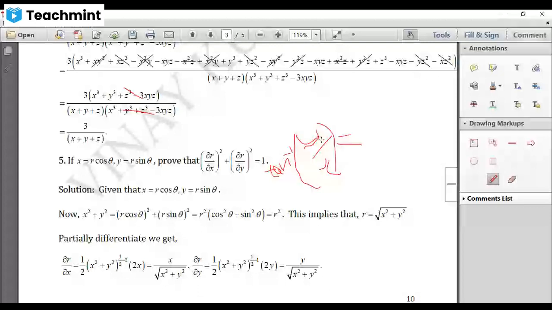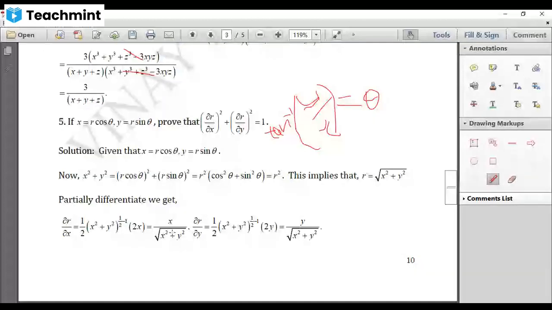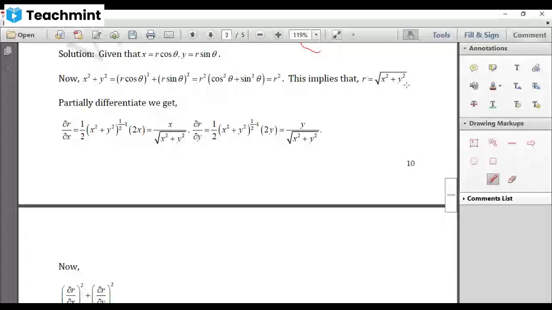Okay. That is your theta. Fine. Right? So you'll get theta and r also. Now, partially differentiate this r with respect to x. So as usual, square root is the outside function. So this is of the form x to the power of n. So half into x square plus y square whole to the power of half minus 1.